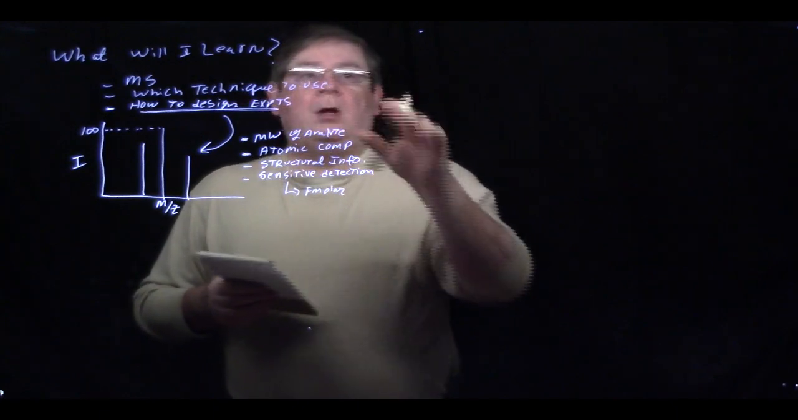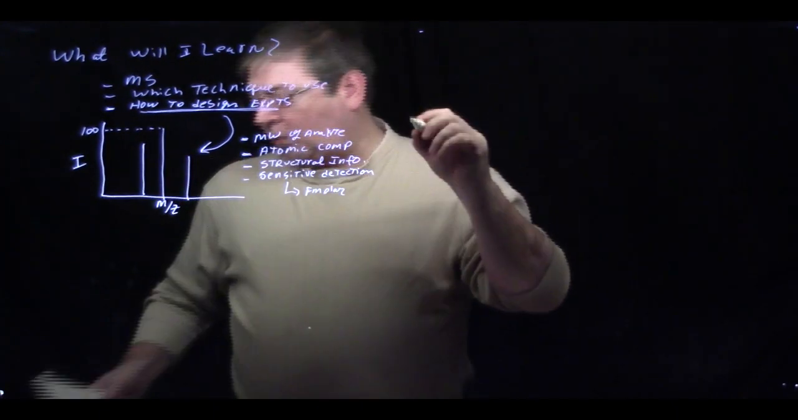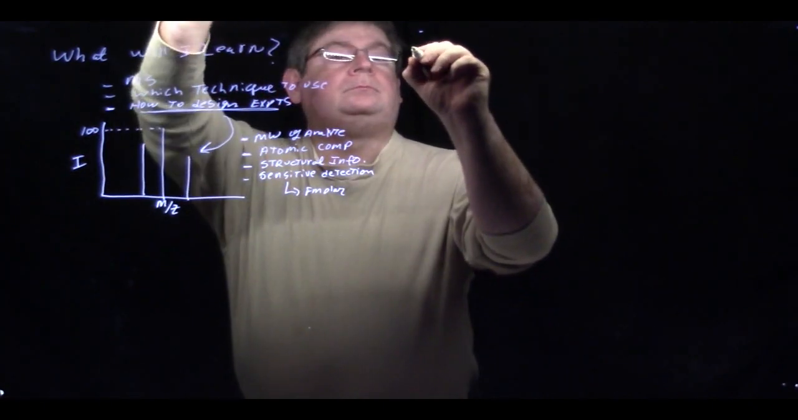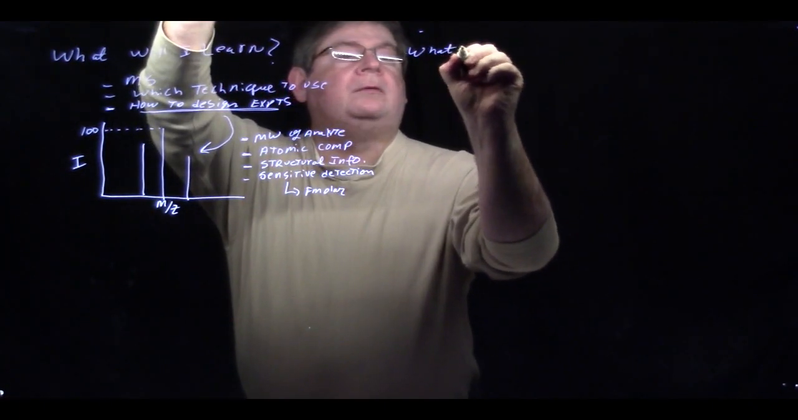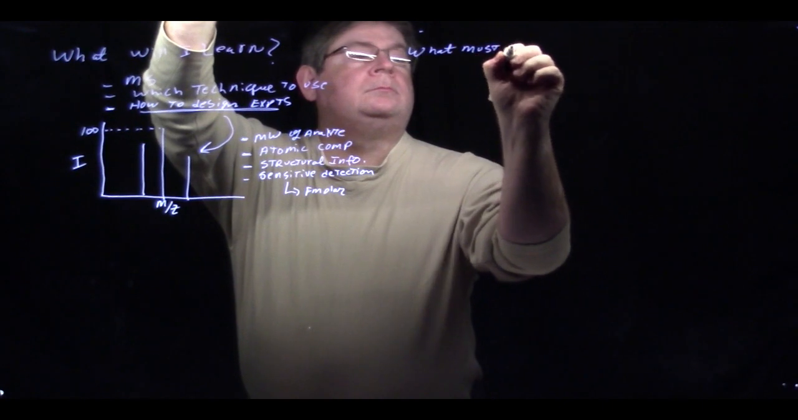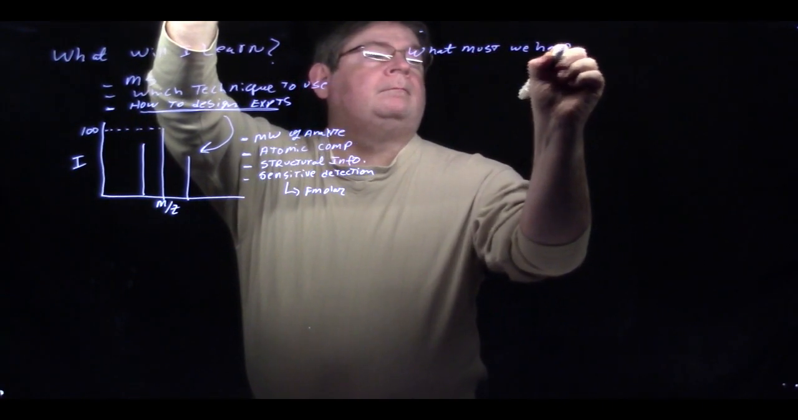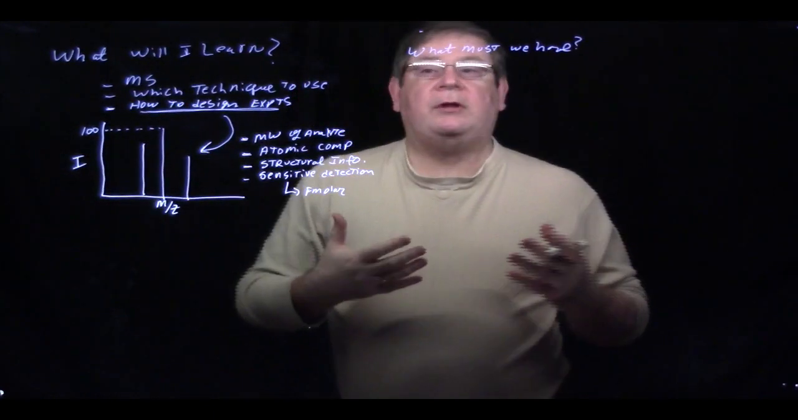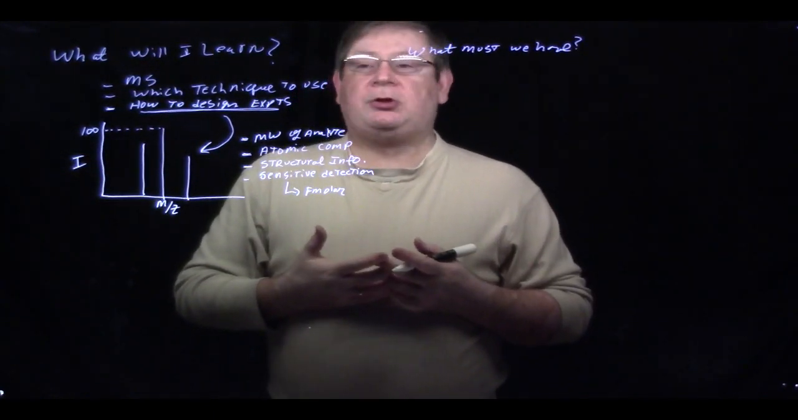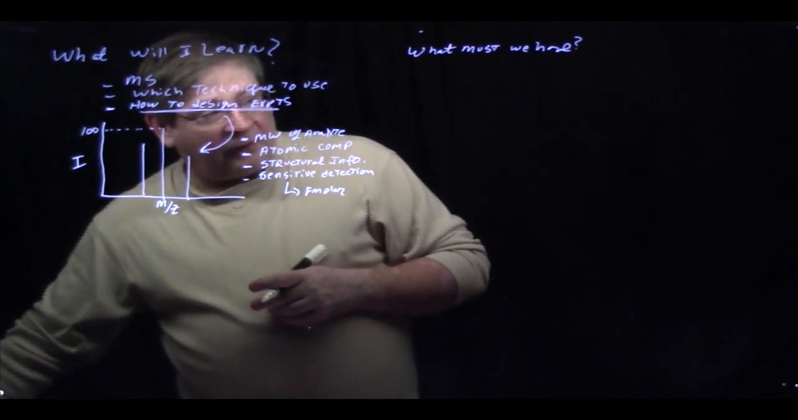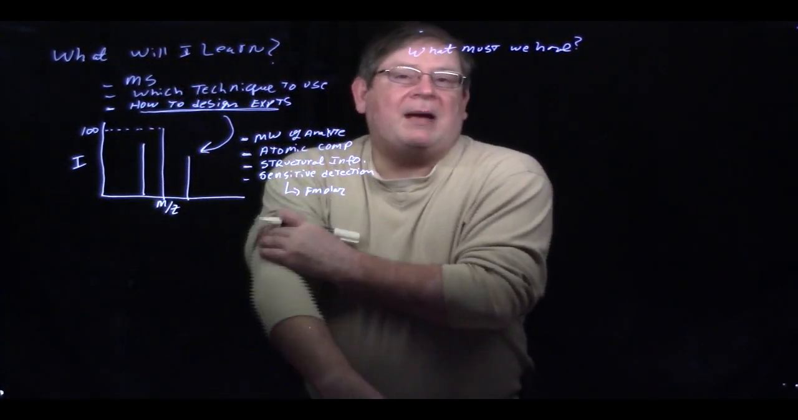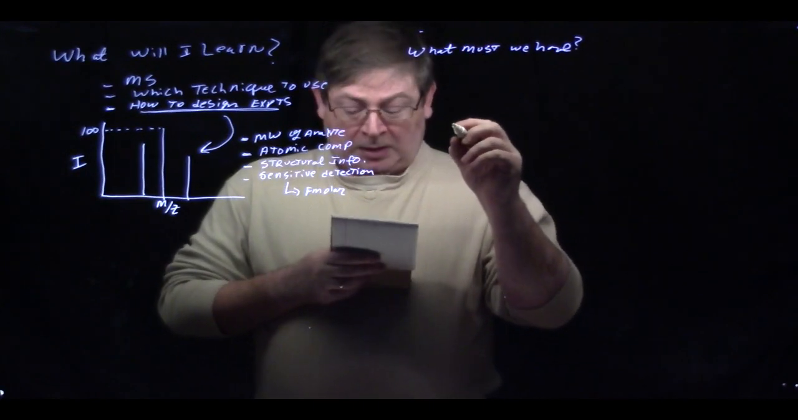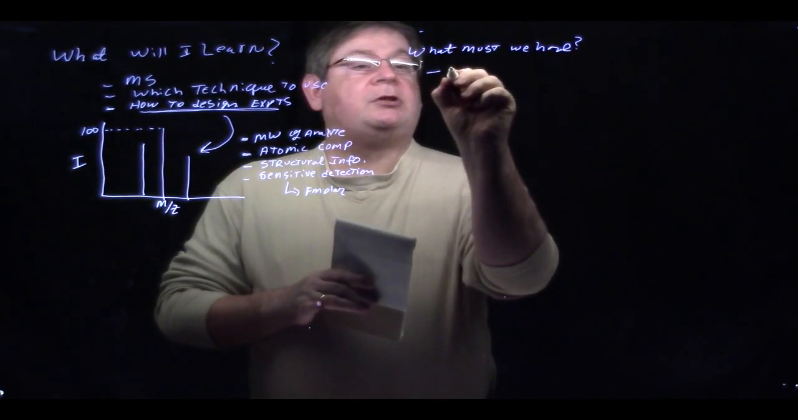So what do we need to do mass spec? What is necessary to actually get a mass spec of an analyte? So what must we have? Okay, so what do we need to have other than just an analyte? Obviously, you have to have something that you want to analyze. But there are a couple of things that, regardless of the mass spec technique that you're using, you're going to have as part of the equipment. One of those is an ionization source.